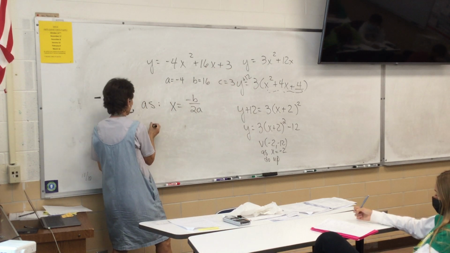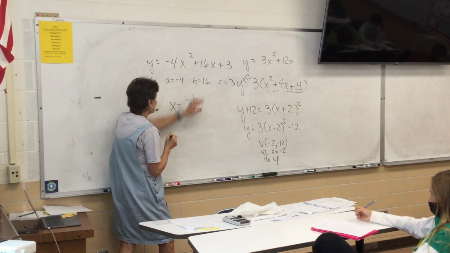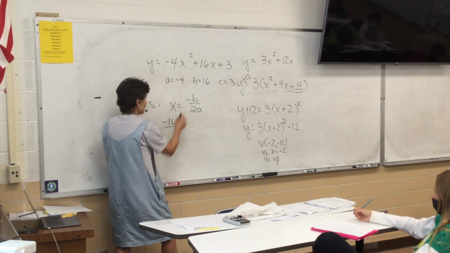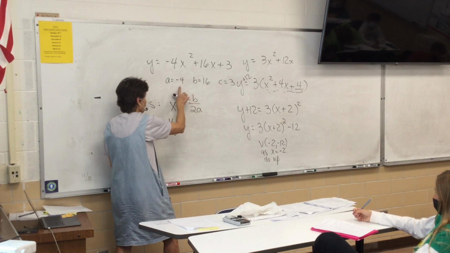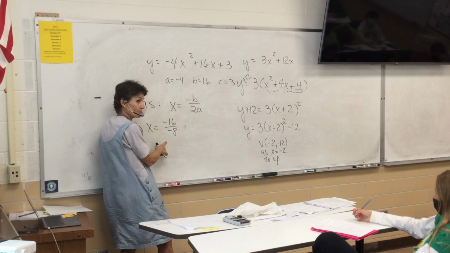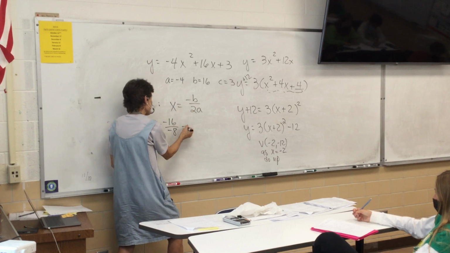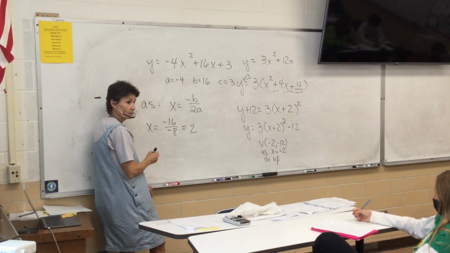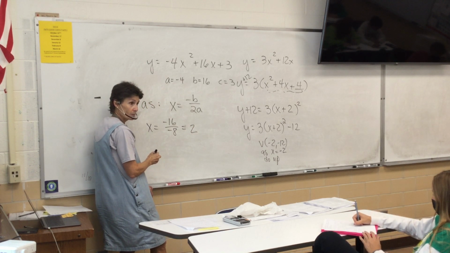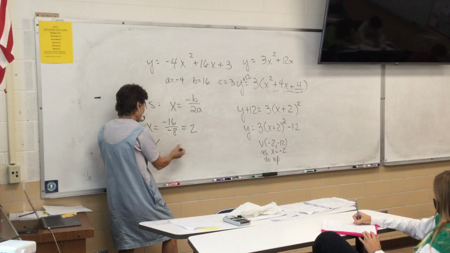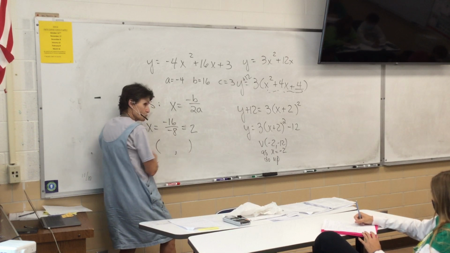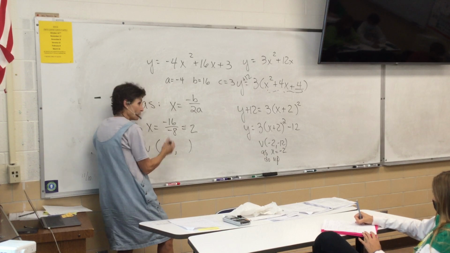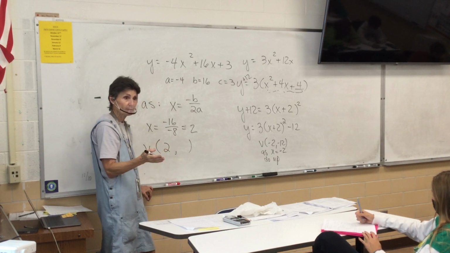I can just look at my equation and say, okay, my axis of symmetry will be negative 16 over negative 8, negative 16 over 2 times negative 4. Is that all right with everyone? So my axis of symmetry is x equals 2. Now, what does that mean about my vertex? If I know my axis is x equals 2, then don't I know my vertex is 2 comma?